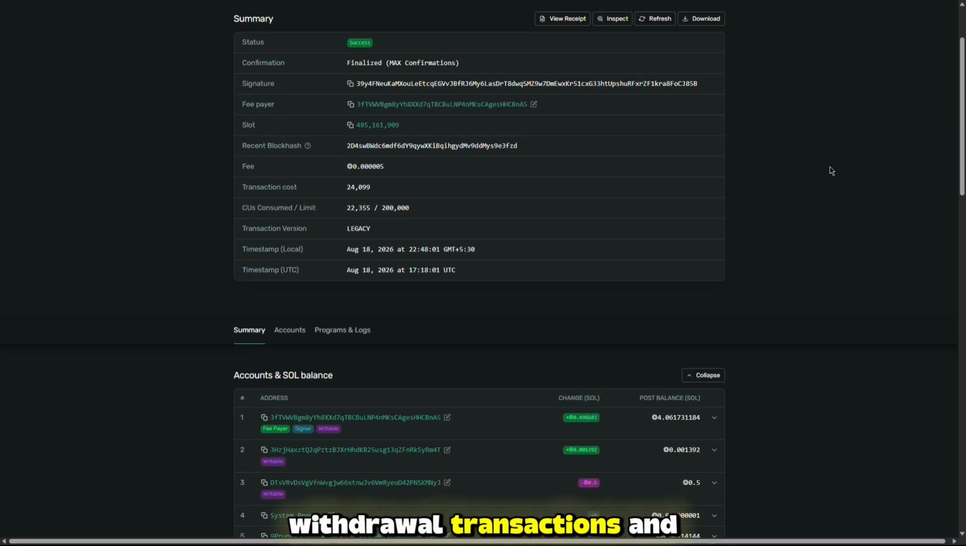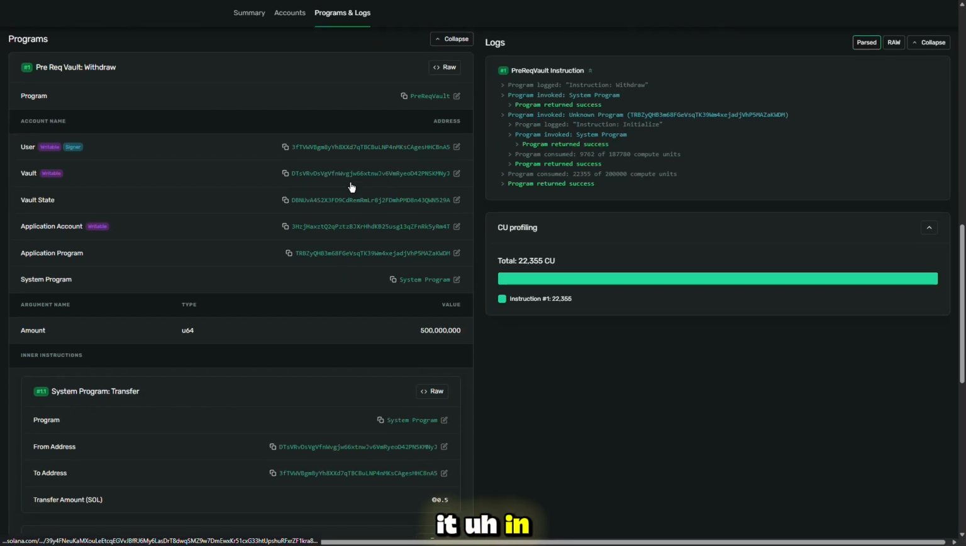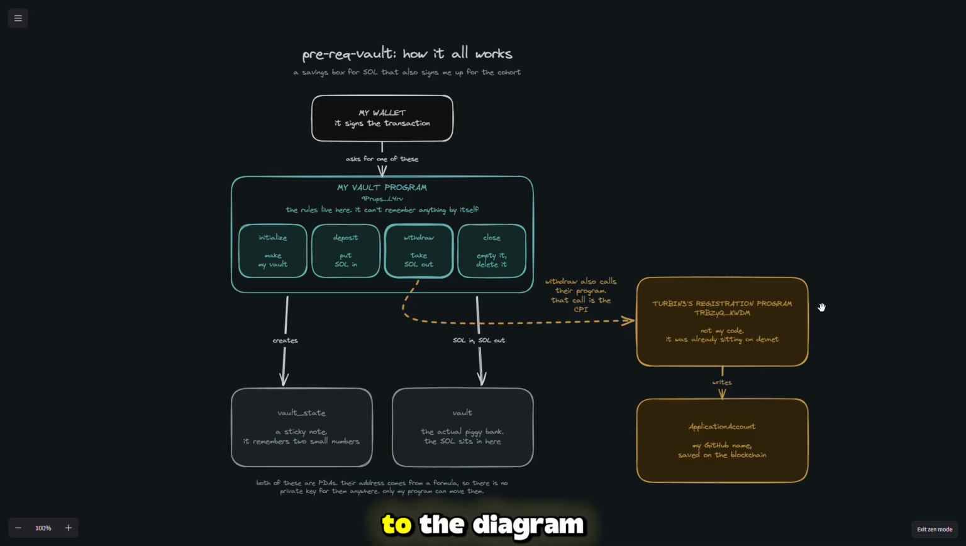This is the withdraw transaction, and in the logs my program is at invoke 1 with Turbin at invoke 2, nested inside it. The nesting is the point, because it's the difference between one program genuinely calling another and me sending two unrelated instructions. Yeah, so back to the diagram.